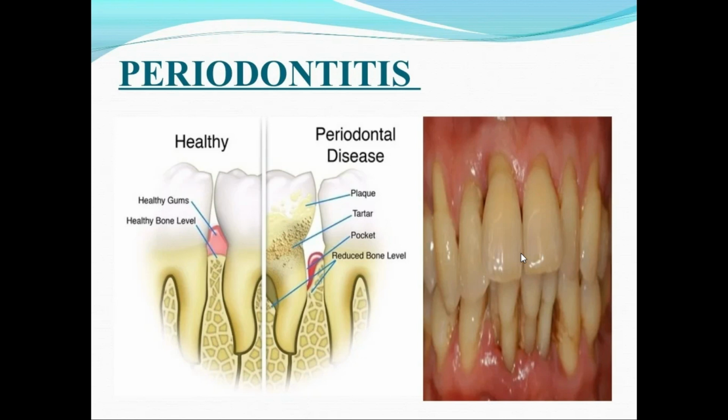Similarly, bad breath and pus between the teeth and gums. Moreover, it includes loose teeth, painful chewing, new spaces developing between the teeth, and gums that pull away from the teeth, making teeth look longer than normal, as we can see here in this diagram. And change in the way the teeth fit together when someone bites shows the symptoms of periodontitis.